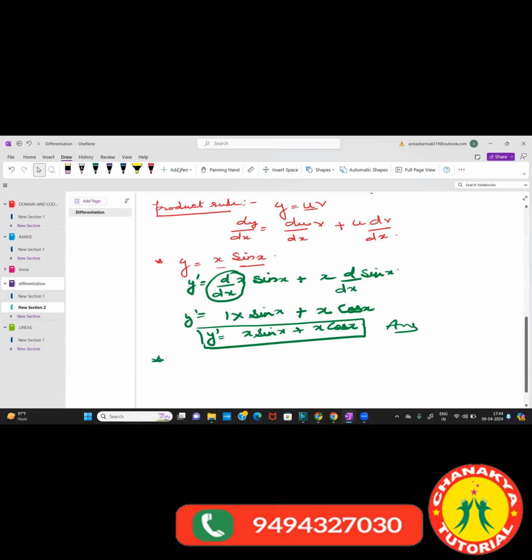Understood, beta? Okay. Now for the next question, you have to solve this and tell me the answer after solving. Find the differentiation of e to the power x sin x. Find dy by dx, or you can say find y dash. Find it. And turn on your video.